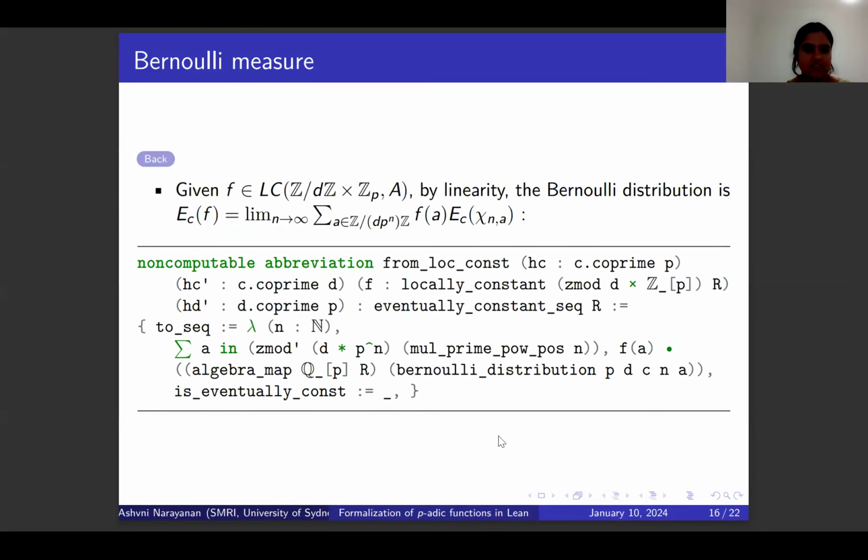And the definition is a bit complicated in terms of eventually constant sequences, and so on. But what I want to show you is that from this definition in Lean 3, a lot of things go away in Lean 4. For example, this mul prime power pos goes away, and it can actually be inferred by the system, which is great. Okay.